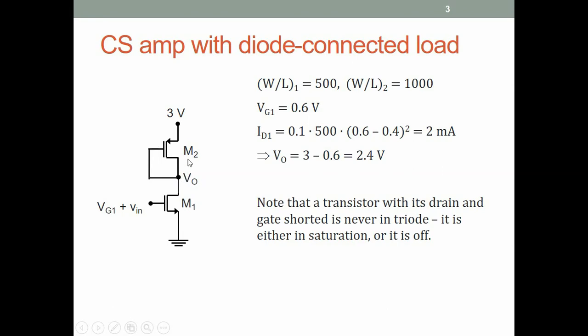Also note that when we short the gate and drain of a transistor, this transistor will never be in triode. It is either in saturation or it is off. So that is one thing we don't need to worry about once a gate and drain are connected for M2 here. Once it is on, it will always be in saturation.